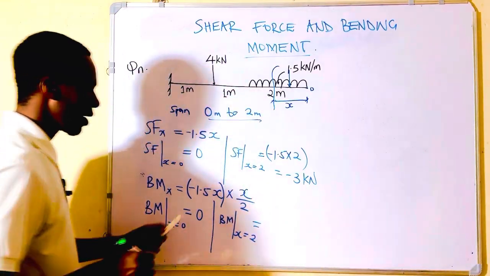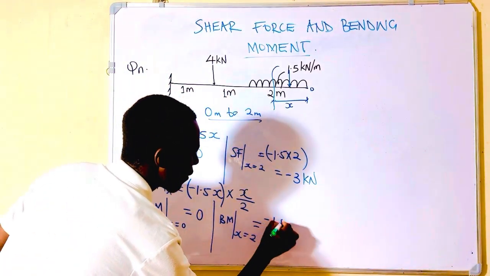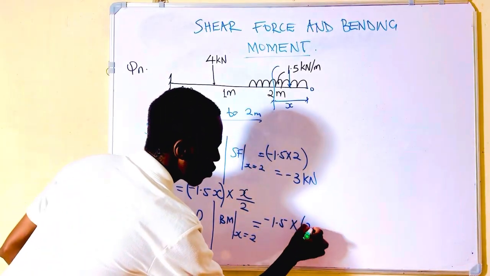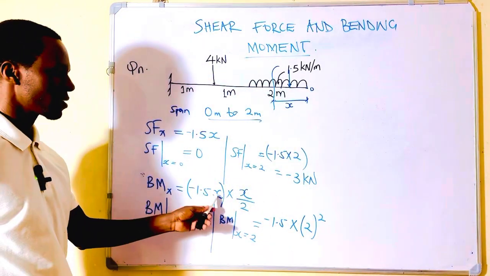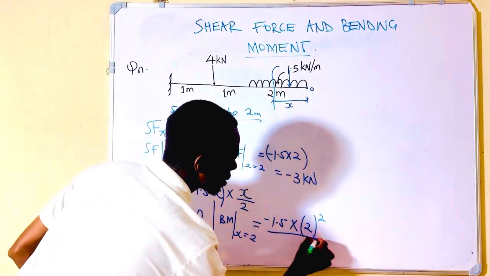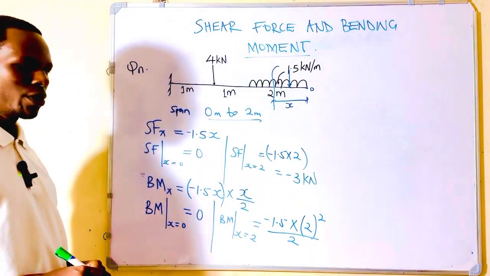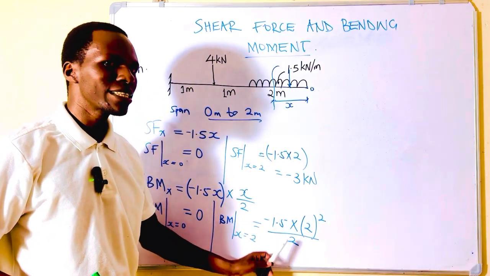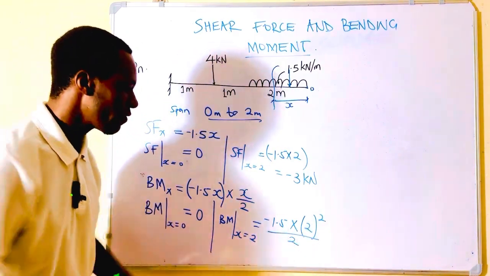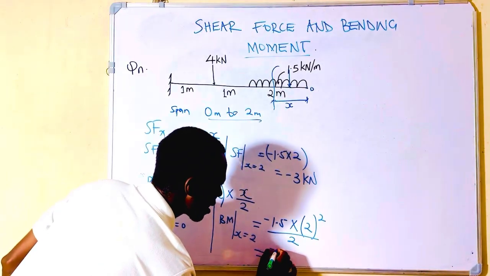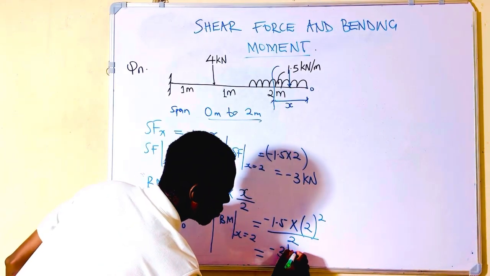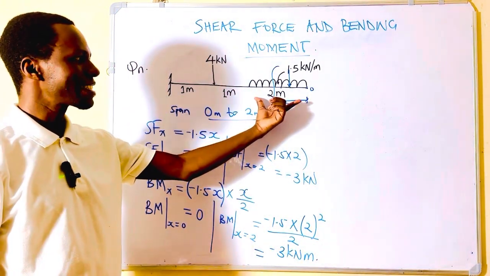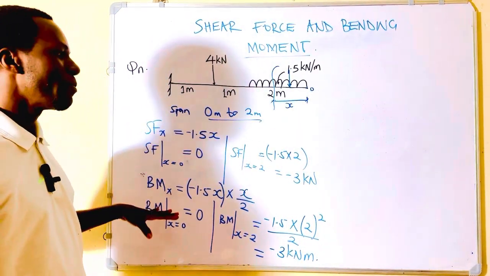So this is going to be equals to minus 1.5 times x squared. So the value of x is 2. And we have to square it because there is x times x. Then divide all of this answer by 2. So you realize that this is 4. Then 4 when you divide by 2 is 2. So 2 times minus 1.5, the answer here still comes to minus 3 in kilonewton meter. So we are done with the first span, shear force and bending moment.